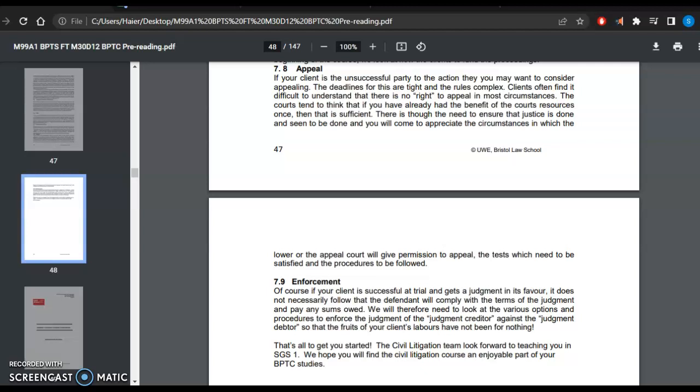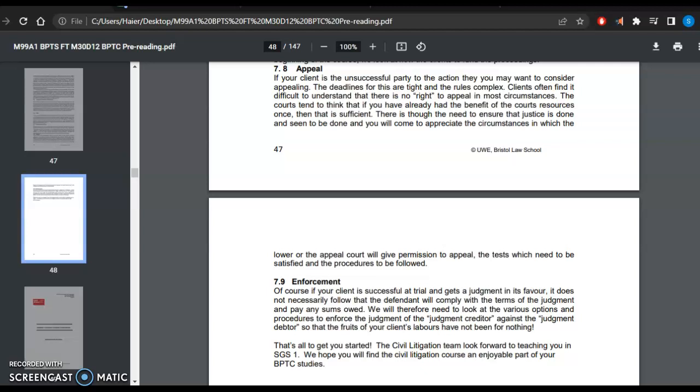If your client is successful at the trial and gets a judgment in its favor, it does not necessarily follow that the defendant will comply with the terms of the judgment and pay any sum owed. We will therefore need to look at the various options and procedures to enforce the judgment of the judgment creditor against the judgment debtor, so that the fruits of your client's labor have not been for nothing.